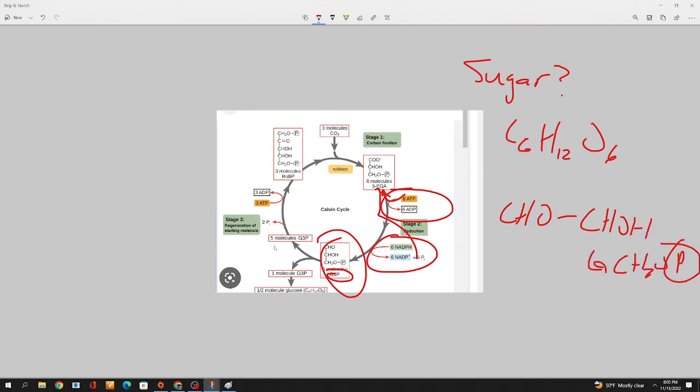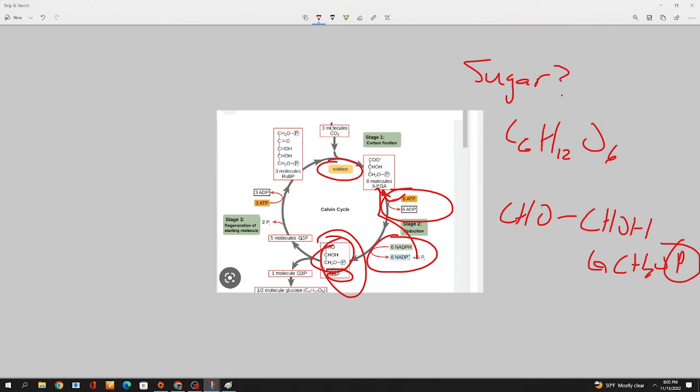That's a phosphate group. That is the sugar that you make. Now, this eventually ends up becoming glucose through another process, but that is not covered in the AP Bio curriculum, so you don't have to worry about it. But just know that G3P is made.